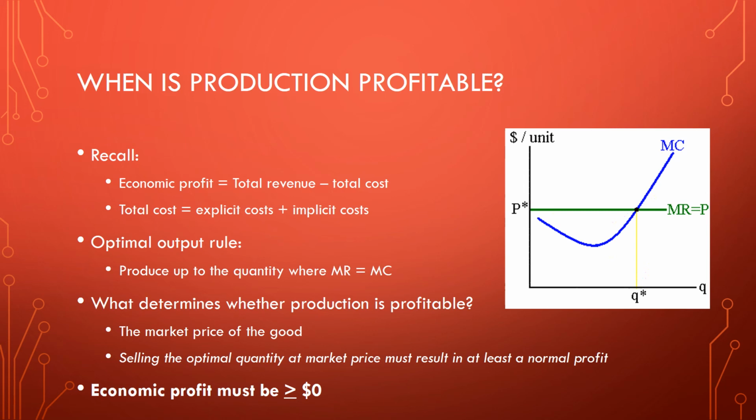Selling the optimal quantity at market price must result in at least a normal profit. So when we add up our total revenue and subtract our total costs, our economic profit has to be equal to 0 or more, and then we'll be profitable. And if it's not, then we're not profitable. And we'll talk about what decisions firms will make as a result of that information, definitely coming up soon in the very near future.